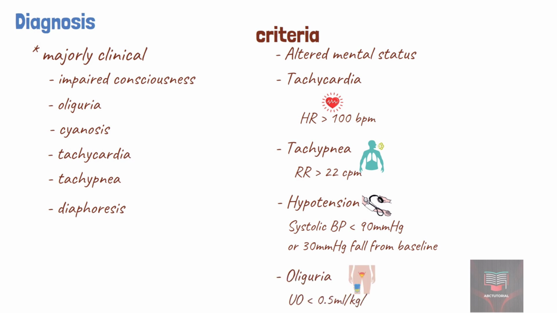Oliguria, with urine output usually less than 0.5 ml per kilogram per hour. Laboratory findings that support the diagnosis include serum lactate levels greater than 3 mmol per liter, base deficit of less than 4 mEq per liter, and PaCO2 of less than 32 mm of mercury. However, none of these findings alone is diagnostic, and each is evaluated by trend, that is worsening or improving.